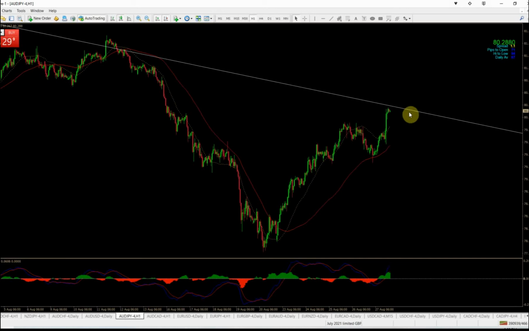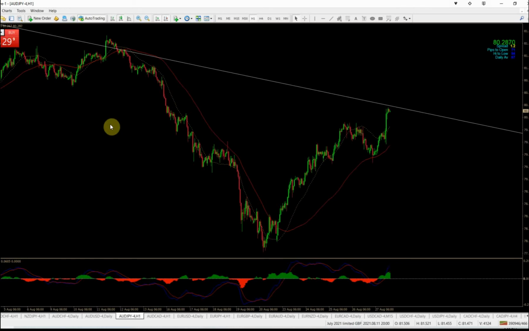But I am aware of this trend line and not to look to be taking trades right up against it right now, because there's too many unknowns of where the price might go. Okay, so that's about it, guys. Just want to leave it there.